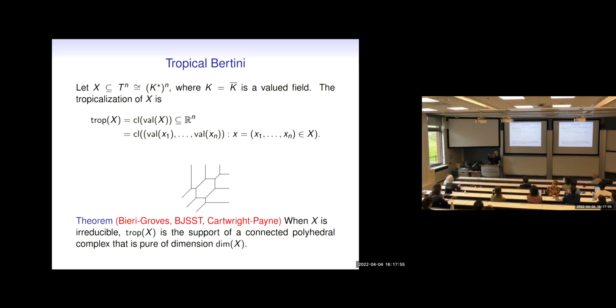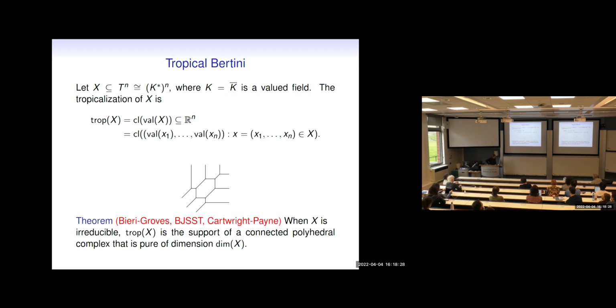So polyhedral complex means a union of polyhedra. Here you can see we have rays and line segments. Support means I only care about the points. I don't care about how I'm writing it as a union of polyhedra. So you'd be okay to subdivide one of these line segments into two line segments. The key points here are that it's connected and has the same dimension. And then there's actually a bunch of other extra combinatorial structure that I'm putting under the rug.